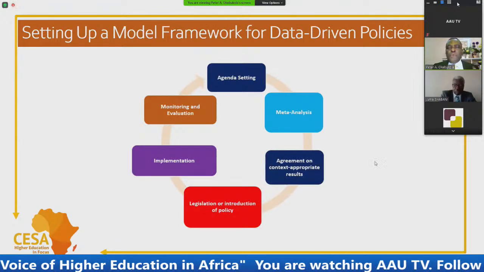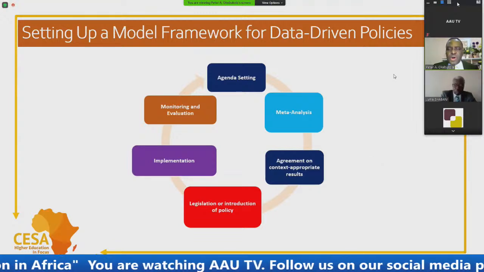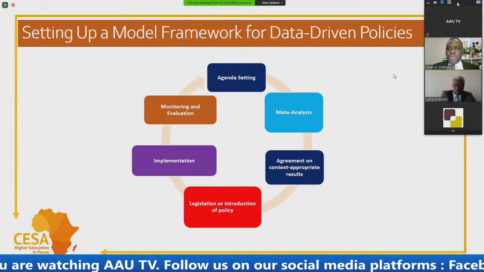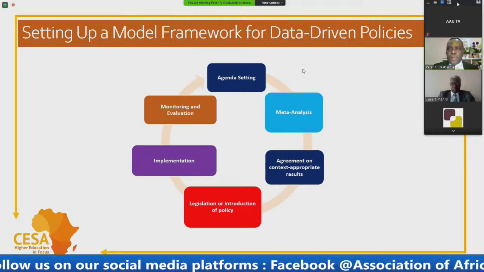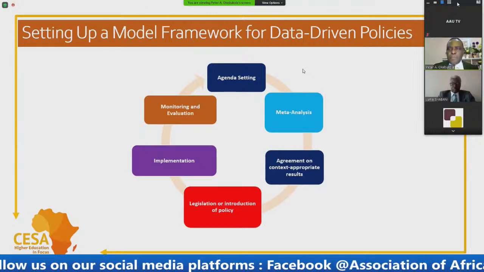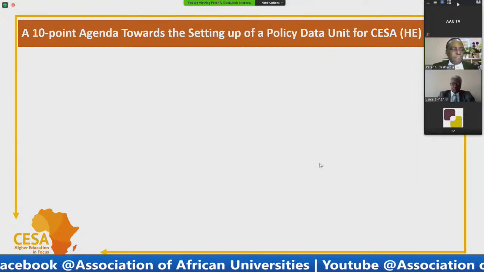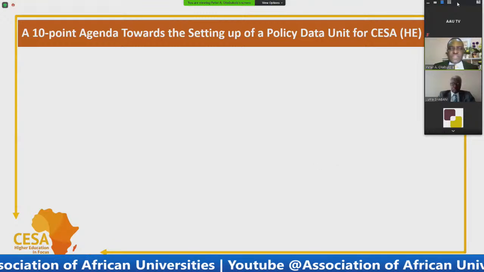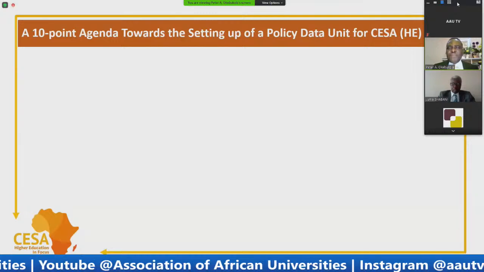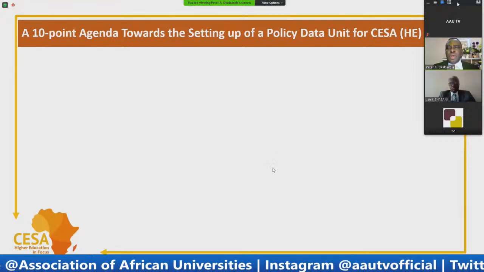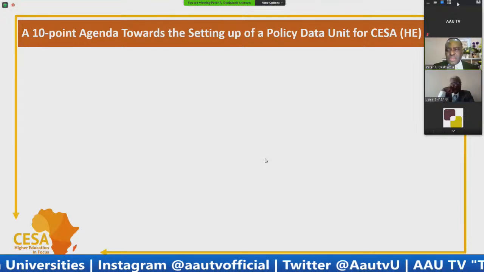Now, a model framework for data-driven policies. Our third researcher, Debimpe Akikotu, I don't know whether she is here. I've been trying to reach her so that she can present this model. Very good model, which we discussed, which has this kind of cyclical framework. Now, the meat of our presentation is the proposal of this 10-point agenda towards setting up a policy data unit for the CESA higher education cluster.